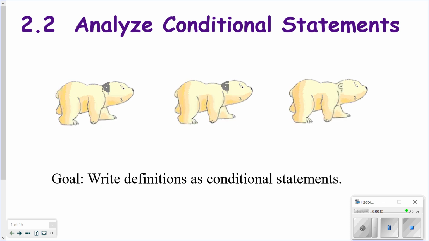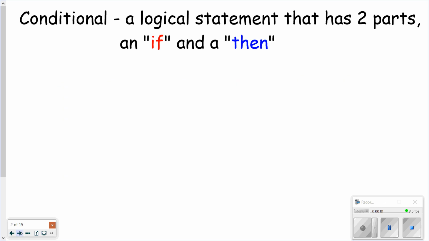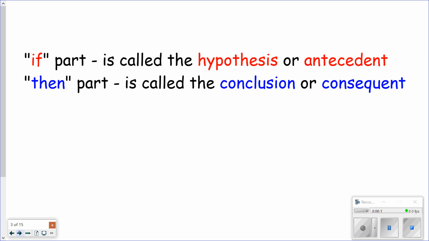Hi everyone, today we are going to start 2.2, which is analyze conditional statements. A conditional statement is a logical statement that has two parts, an if and a then. The if part is called the hypothesis or antecedent. The then part is called the conclusion or the consequent.